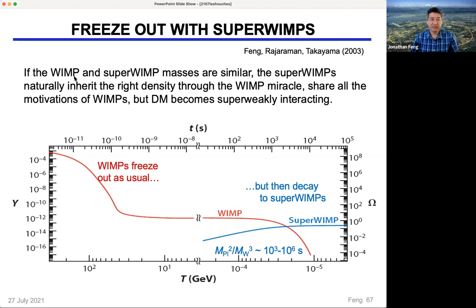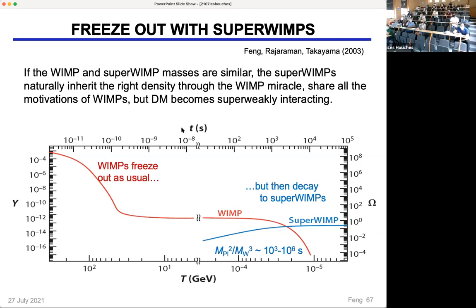But yeah, if it was 100 GeV and 99.9 GeV, then that won't work. Go ahead. Sorry, you're muted, Jonathan. Could you say a little bit more, please, about how super WIMPs could solve the lithium problem?